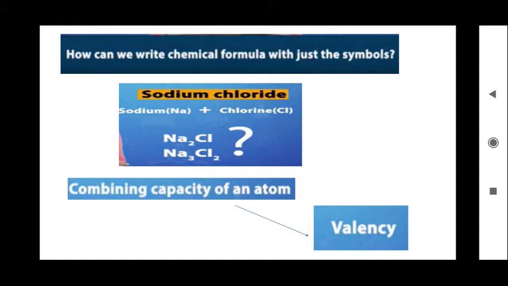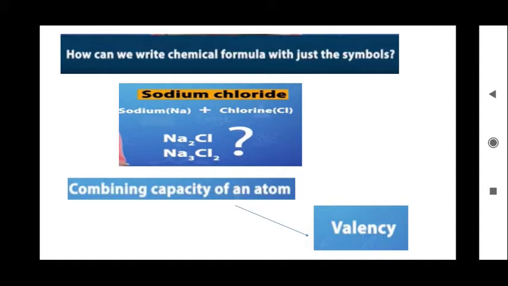So we know what a chemical formula is, and that we need the help of chemical symbols, but how to put them together is what we are going to concentrate on now. How to put them together depends upon the combining capacity of an atom. What is this combining capacity of an atom? In chemistry we call this combining capacity valency.